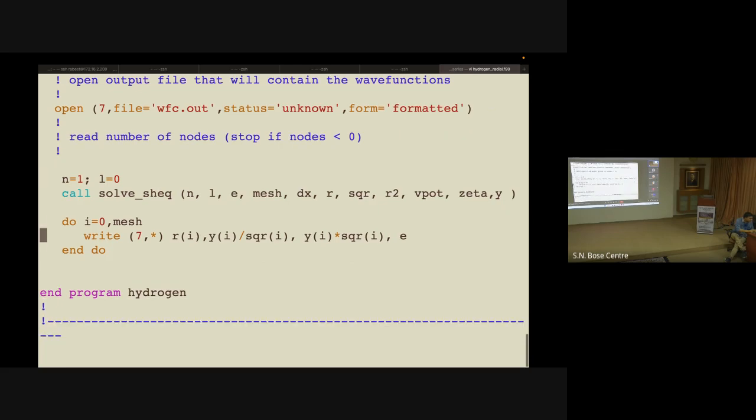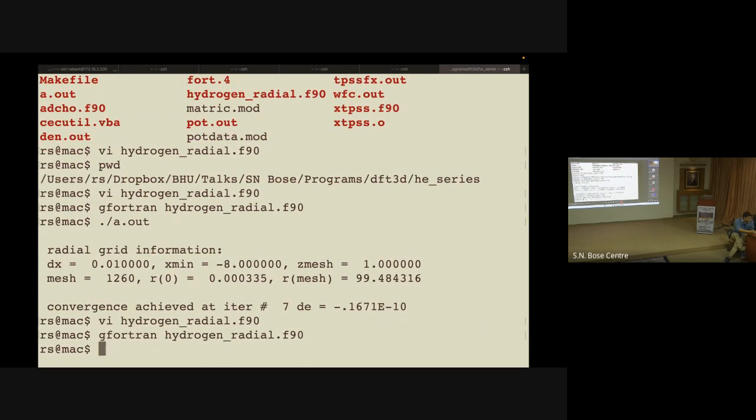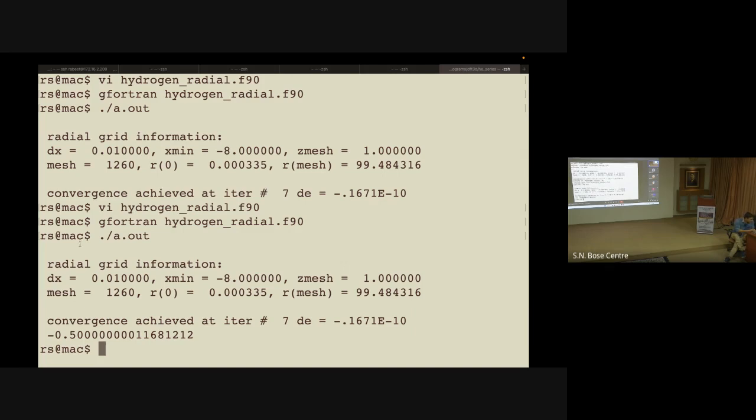Here we need to print our energy. I'm calling this subroutine with n equal to 1 and l equal to 0 because we want to calculate the ground state. So let's print it here. The energy is here, E. I will multiply by 0.5 and print it. This is your energy, 0.5. It is accurate up to at least the 8th decimal place, right?